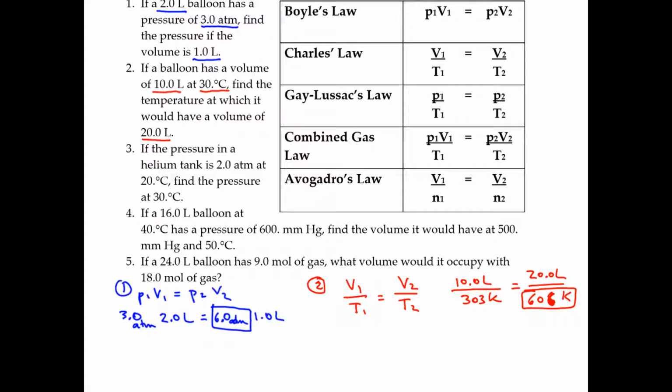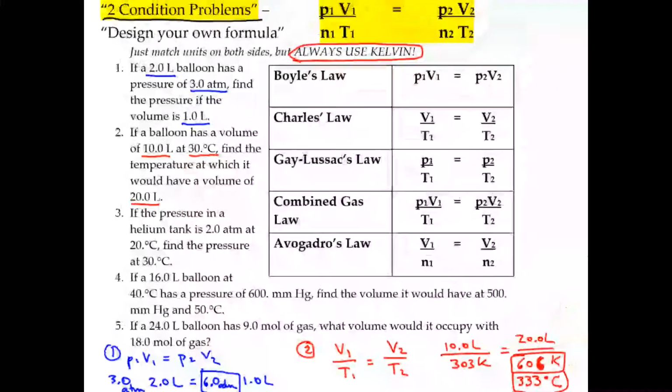Of course, you could subtract 273 from that if you want to get the Celsius temperature. Just have to read the problem and see what they want. So subtracting 273 gives us 333 degrees Celsius. Same thing. Okay, so let's talk about common sense and see how this makes sense to us. Think about a balloon.